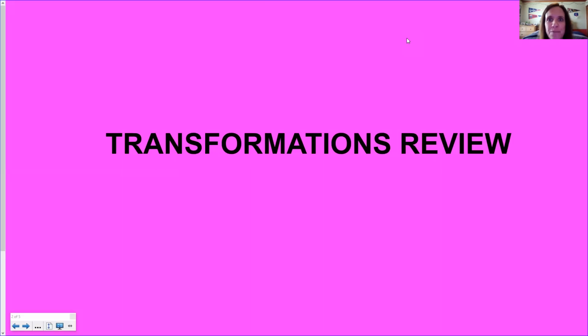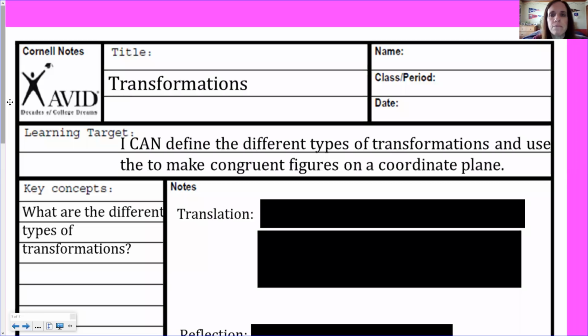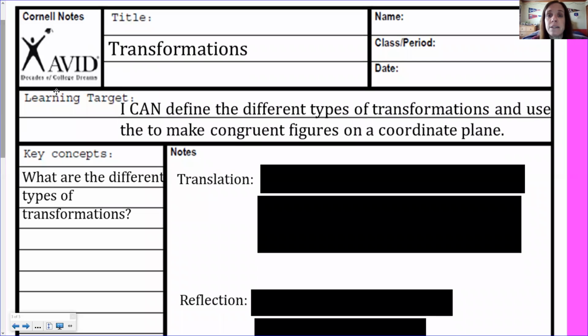Transformations review. Okay, 8th graders, today we're going to take a quick look again at the types of transformations to help us as we go into our next unit, which is congruence and similarity. So however you're taking notes, have your notes page ready to go. By the end of today, you should again be able to define the different types of transformations and use them to make congruent figures on a coordinate plane.